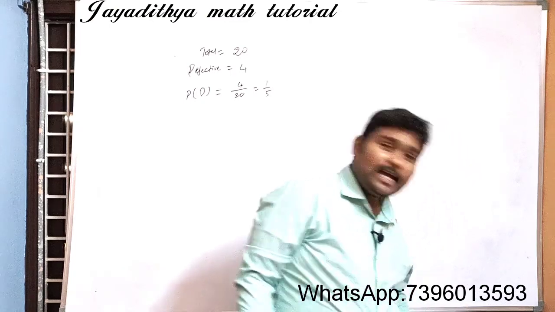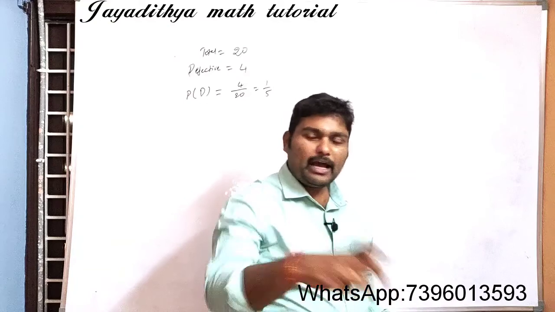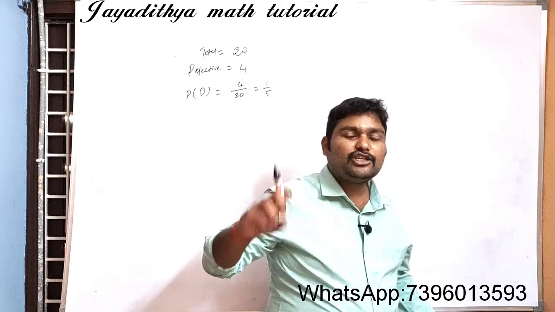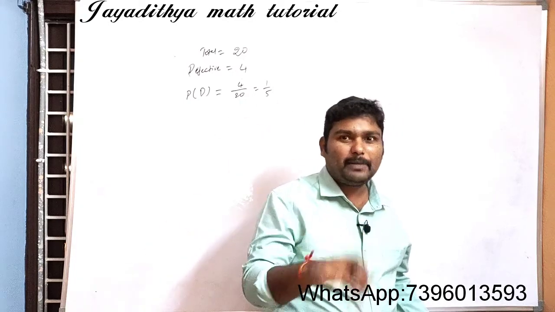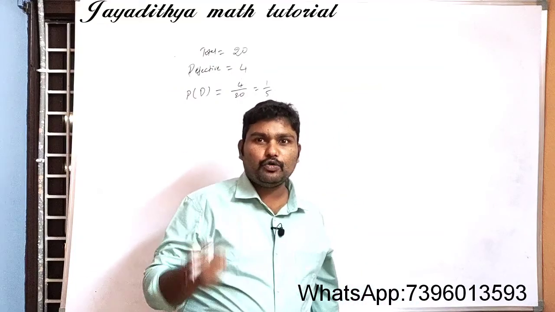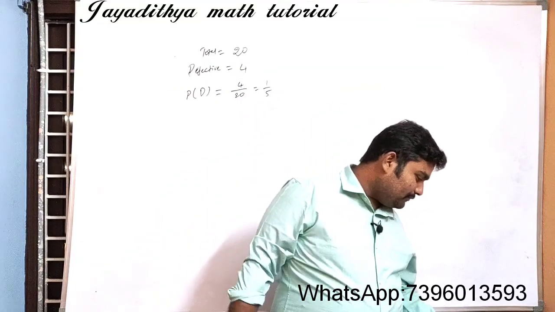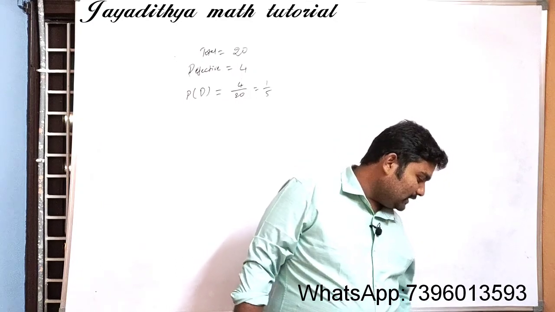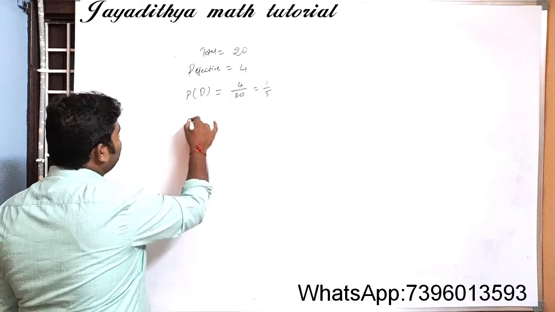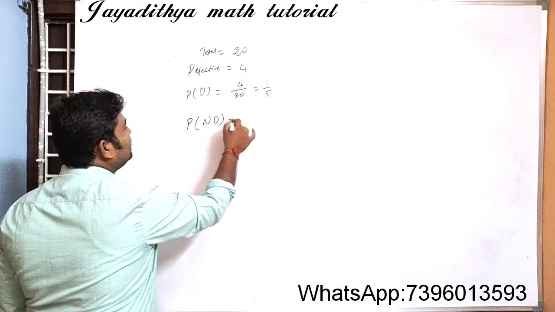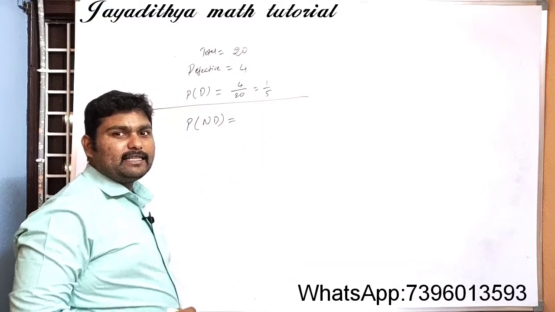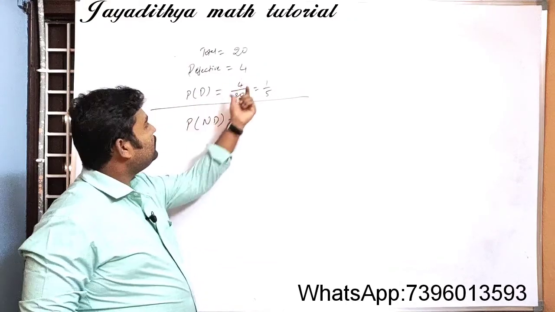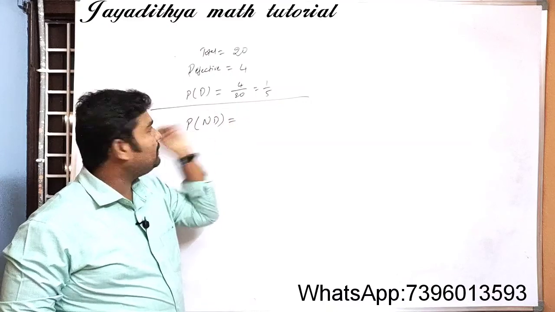And next one, suppose we have taken out one bulb, in case it is not defective and also not replaced, this is very very important. Now one bulb is selected at random from the remaining. What is the probability that the bulb is not defective? See here, there is some change in the question. He has asked us to find the probability of defective. That is simple, 4 by 20 which equals 1 by 5.